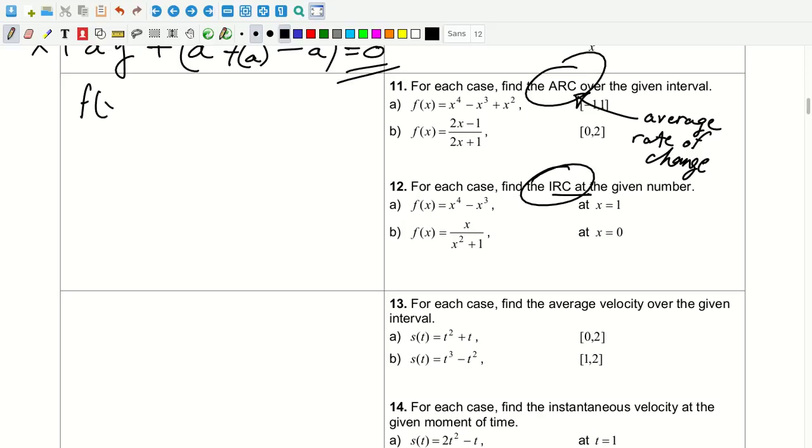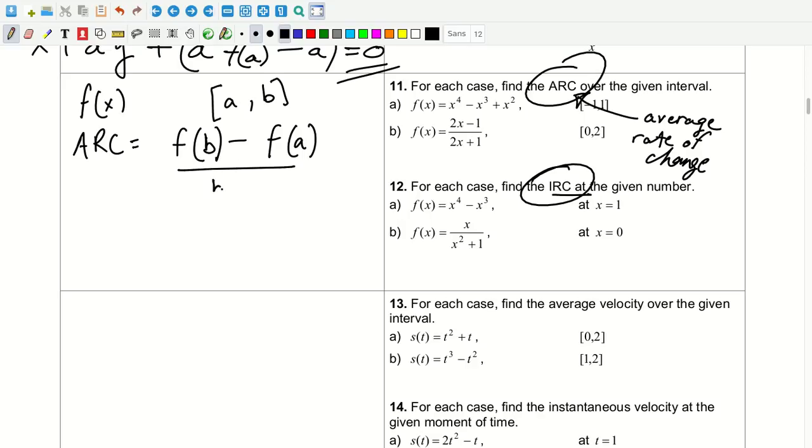You're given a function f of x over some interval a, b. The average rate of change is basically the following: f of b minus f of a, divided by b minus a. Very much a y2 minus y1 divided by x2 minus x1. That's it. That's all it is.